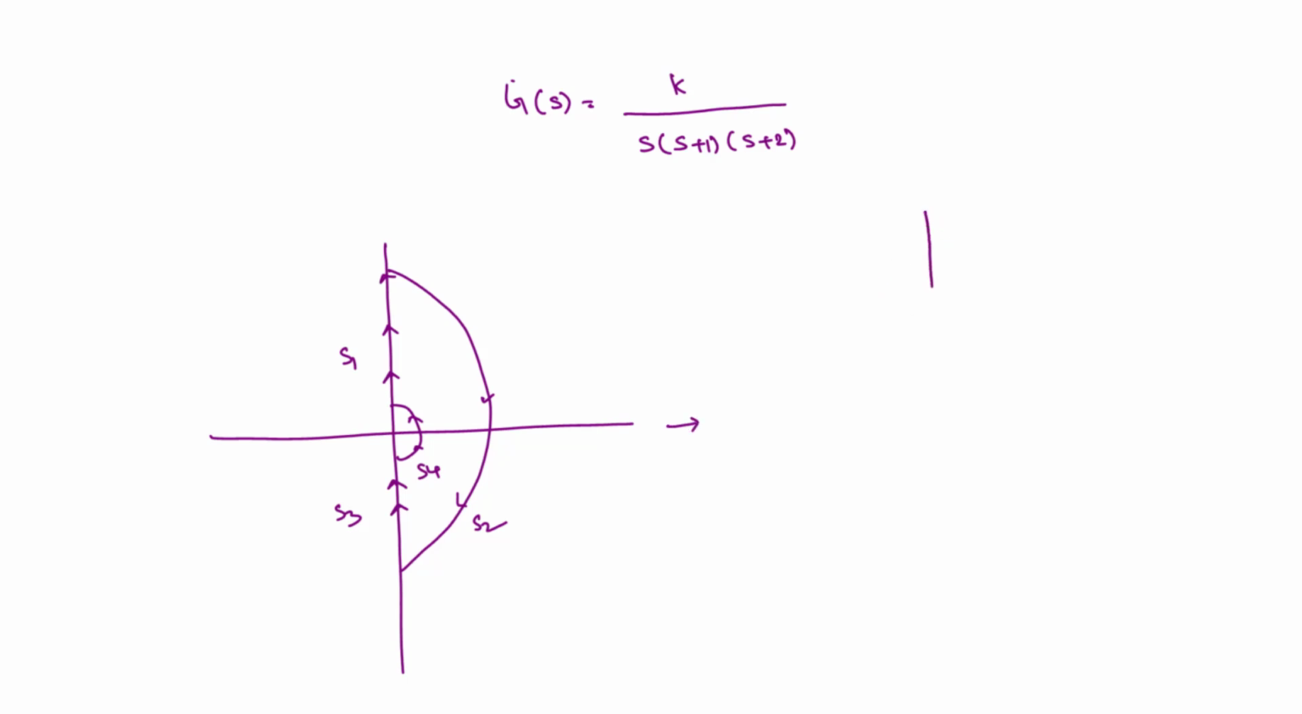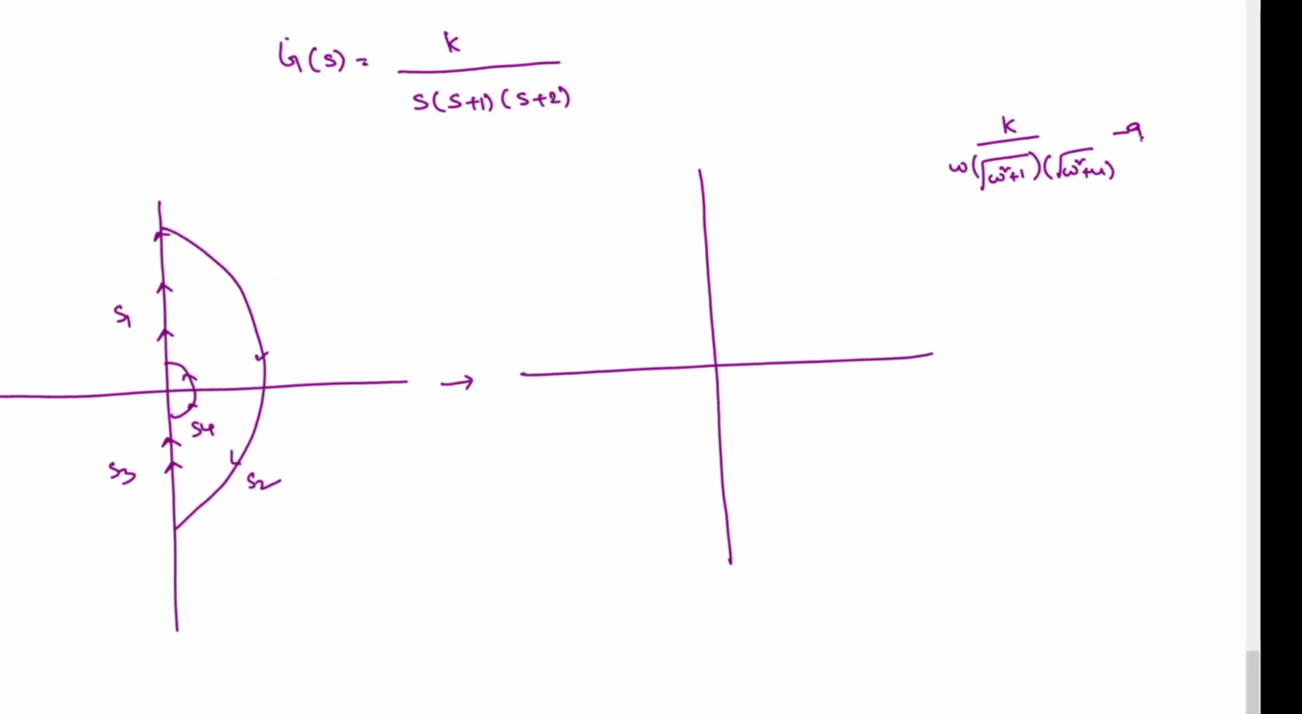Now, first of all, as you know, we have to draw S1. S1 is something like a polar plot where ω goes from 0 to infinity. So first we have to find the magnitude and the phase of the given transfer function. The magnitude is K / (ω√(ω²+1)√(ω²+4)), and the phase, since the denominator goes to the numerator, is −90° − tan⁻¹(ω) − tan⁻¹(ω/2).